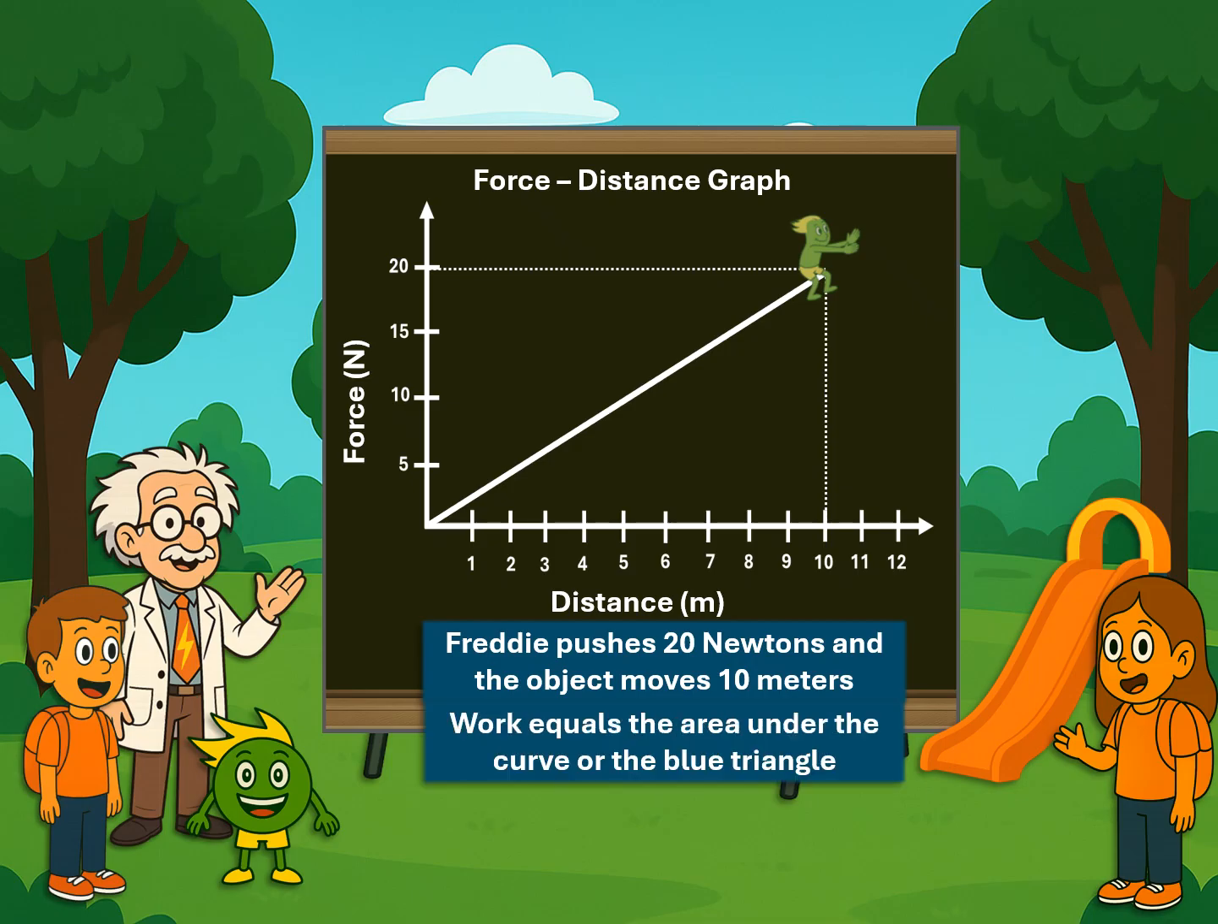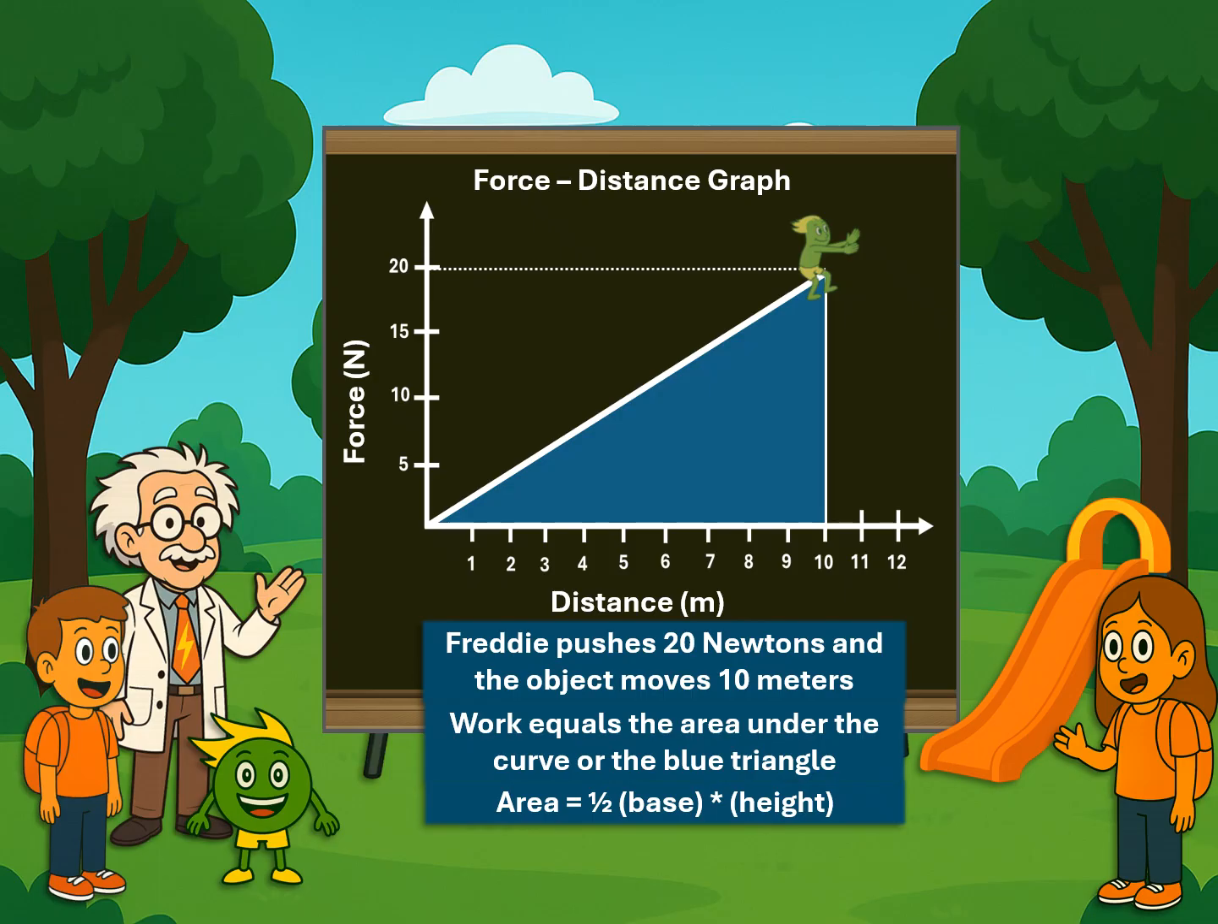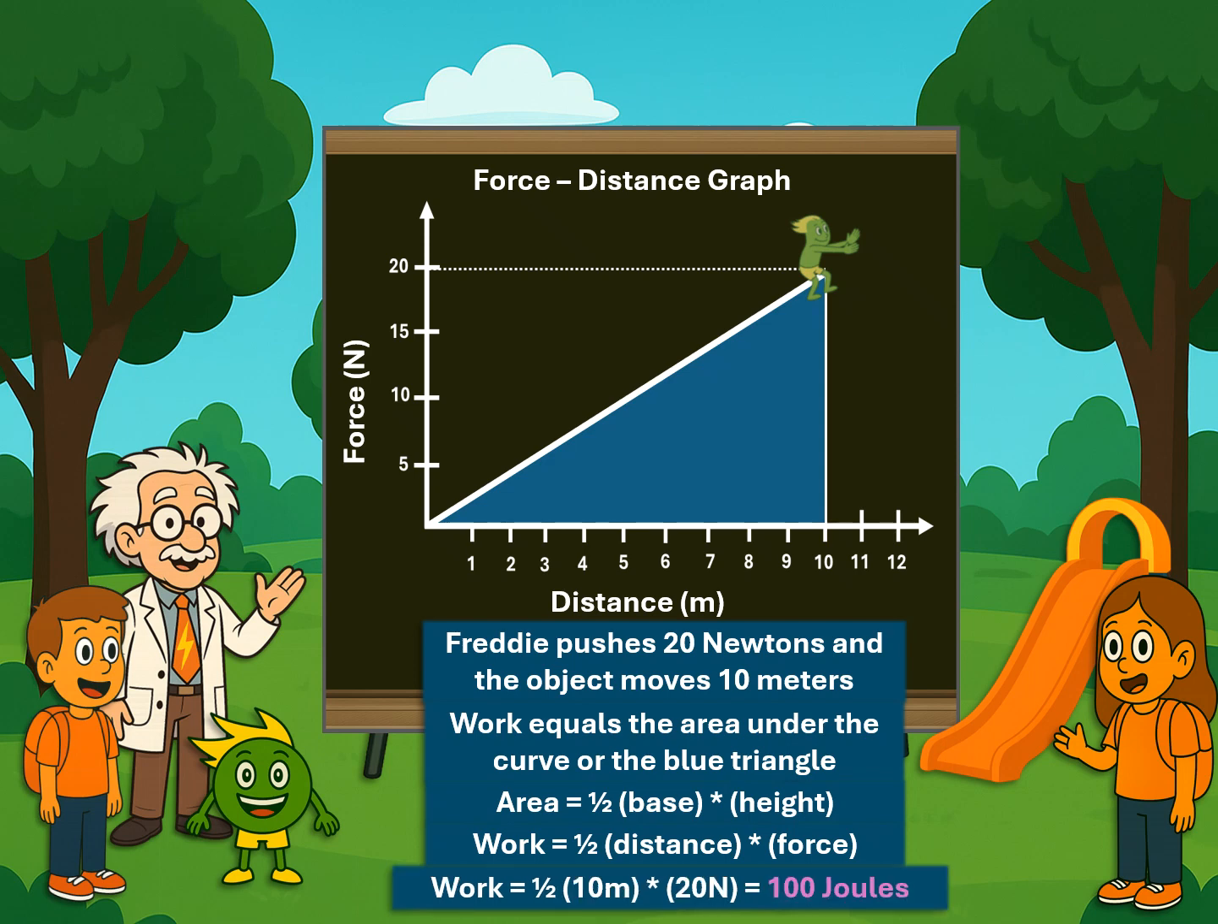To calculate work, you need to find the area under the curve, or that denoted by the blue triangle. Remember, area is 1/2 base times height. Thus, work equals 1/2 distance times force. In this case, work is 1/2 times 10 meters times 20 newtons for 100 joules in total.